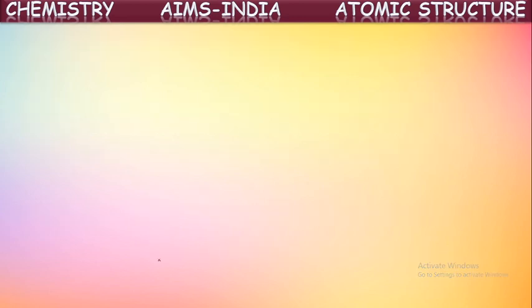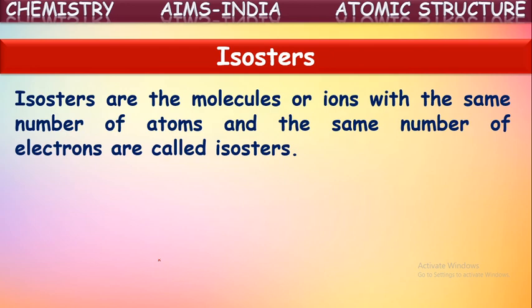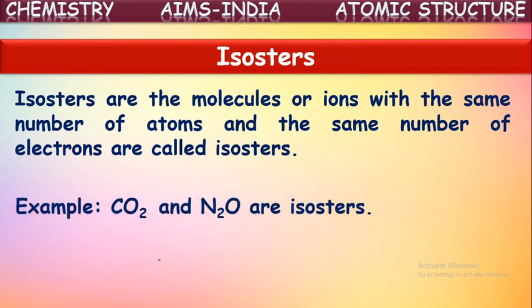Okay. Next one, isosters. Isosters are the molecules or ions with the same number of atoms and the same number of electrons. So the molecules or ions which have the same number of electrons as well as the same number of atoms in them are called isosters. For example, just now you have seen one example in the isoelectronics, carbon dioxide and nitrous oxide. These two molecules have the same number of electrons in them, each 22.